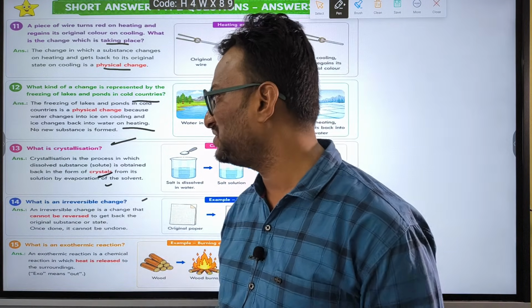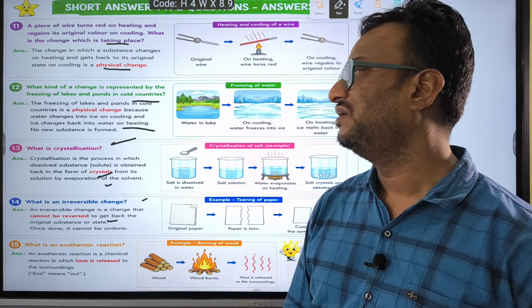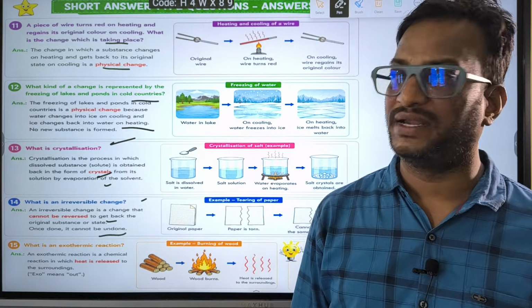What is an irreversible change? An irreversible change is a change that cannot be reversed to get back the original substance or state. Once done, it cannot be undone.